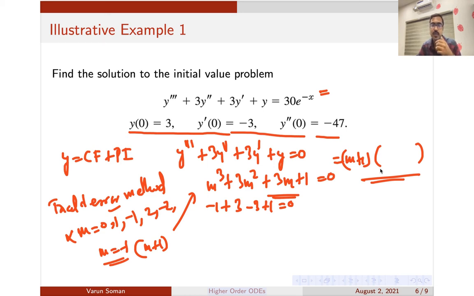Now what you will do is, since this is a third degree equation, it will have 3 roots.